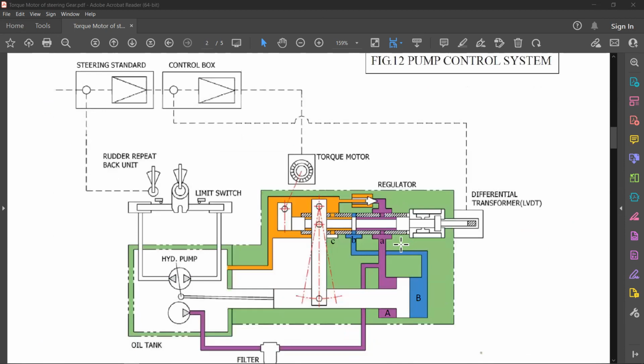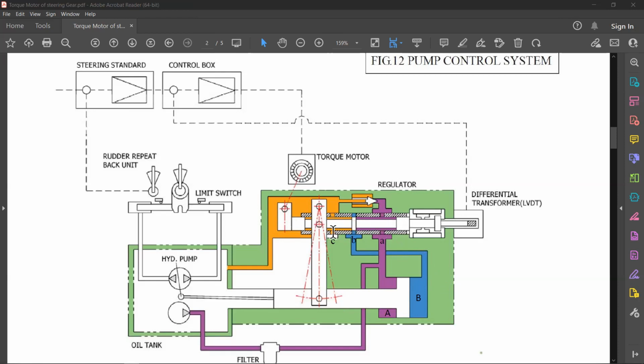So what we have here is the entire system. This is a steering stand. This is a control box, the same thing we saw in that diagram. And now this entire thing is the control unit, including the torque motor. The torque motor is basically a motor which is connected to this entire shaft.